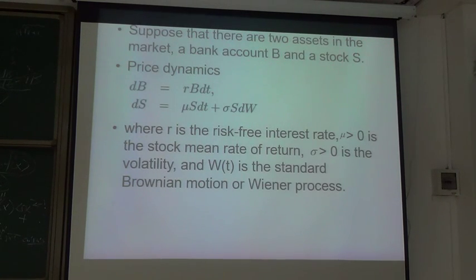distributed. Suppose that there are two assets in the market, a bank account B and stock X, and the price dynamics are just like this. The first equation we are familiar with because it is deterministic with no fluctuations. And the second is the geometric Brownian motion with the fluctuation term dW. R is the risk-free interest rate, and mu is the stock's mean rate of return. Sigma is the volatility, and Wt is the Wiener process.